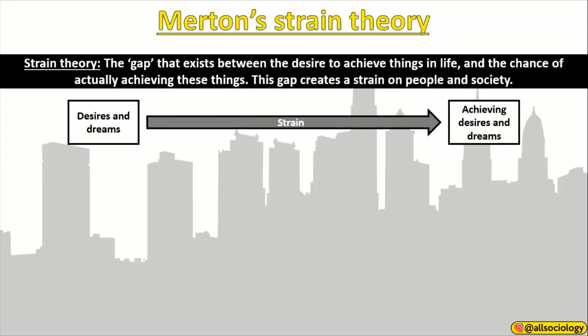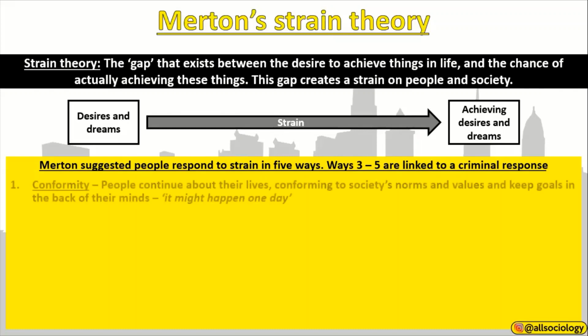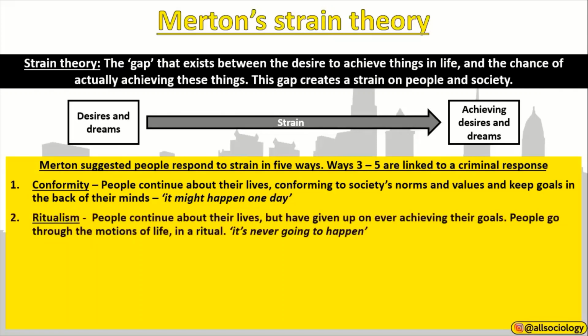Now, Merton describes 5 different approaches or reactions to strain, and I'm going to run through them briefly for you. The first couple are not criminal, but numbers 3, 4, and 5 could well be criminal. The first reaction to strain is what Merton calls conformity. People are just conforming. They continue about their lives, conforming to society's norms and values, and keeping those goals in the back of their minds. They think it might happen one day: if I keep working, keep saving, it might well happen. So very much not a criminal or deviant approach.